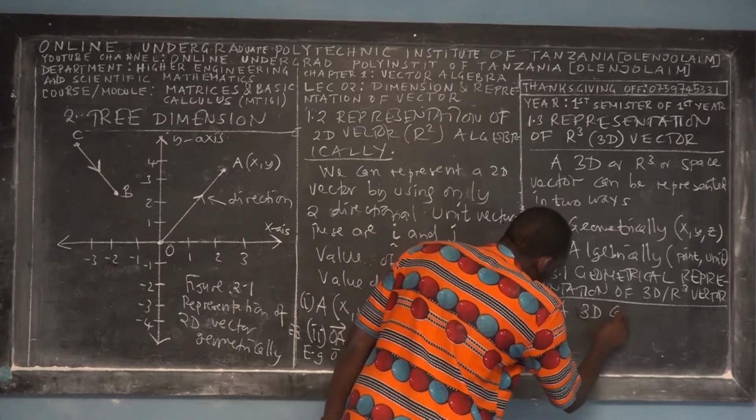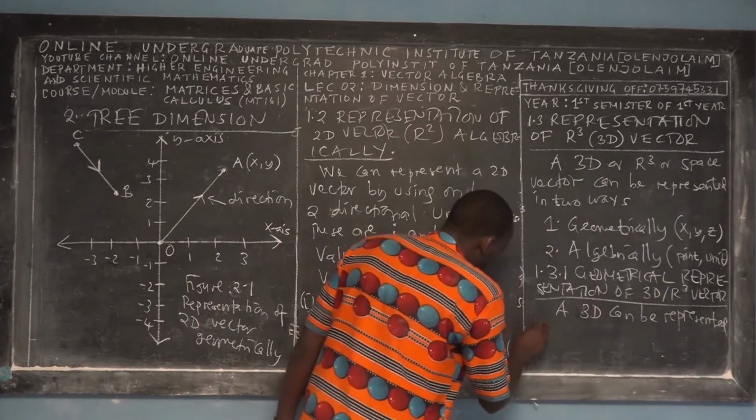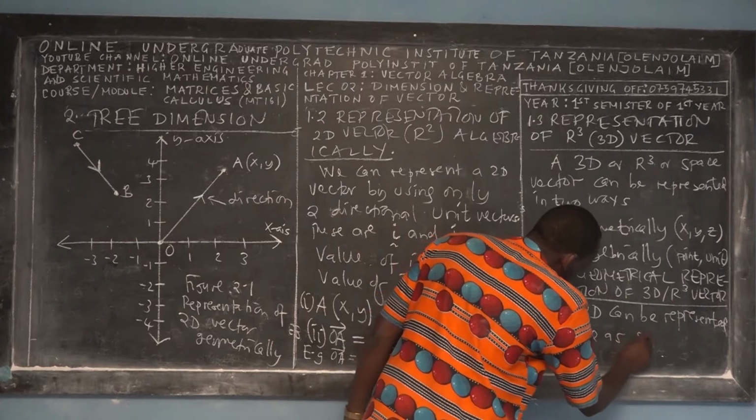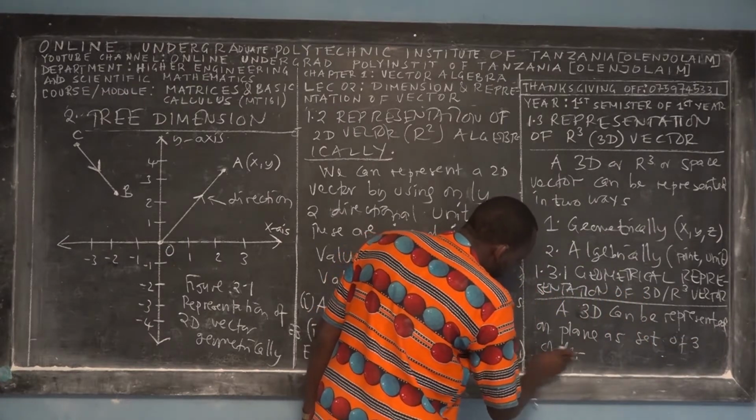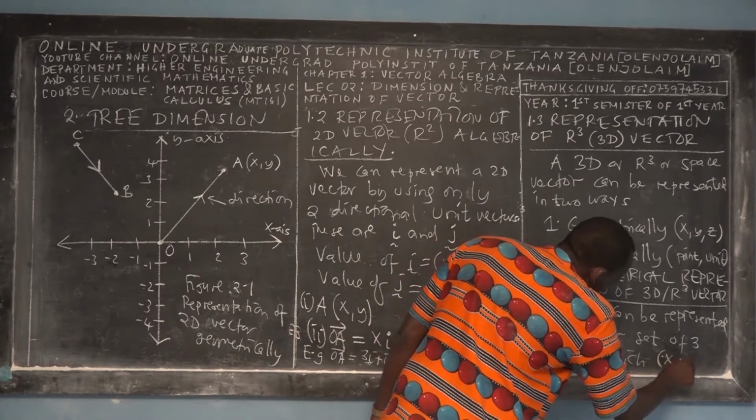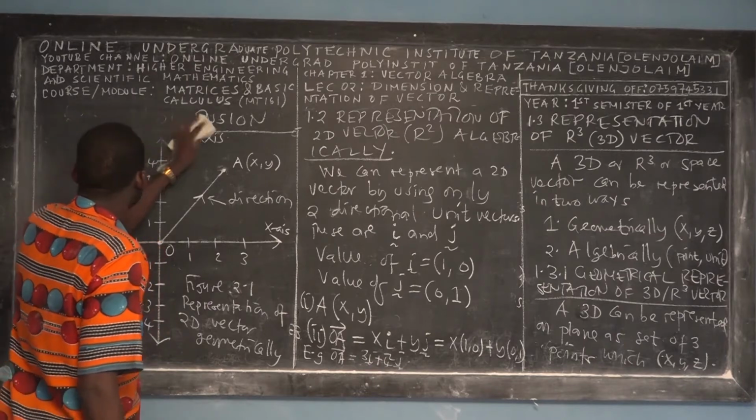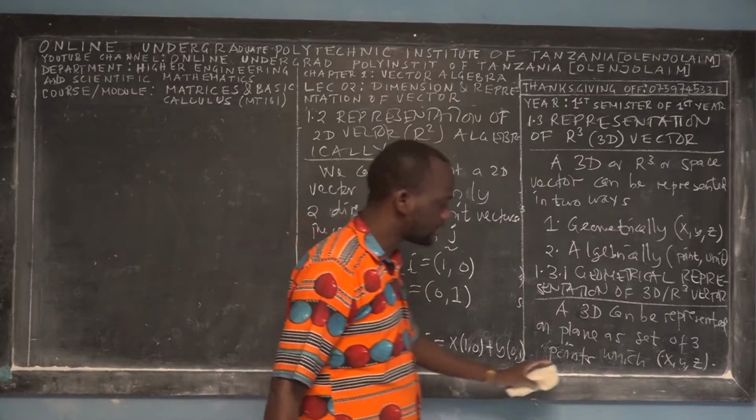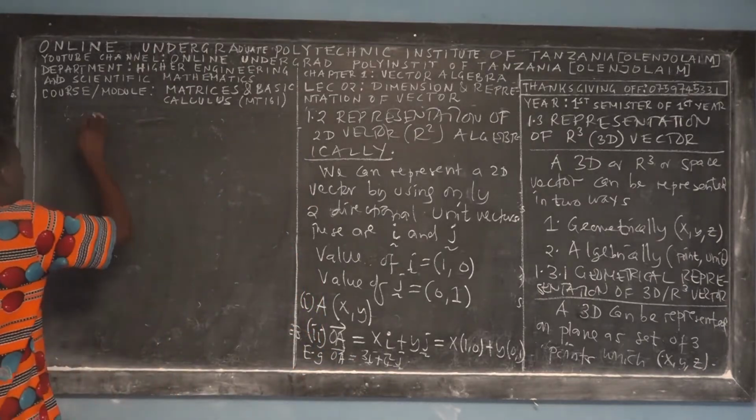We say that a 3D vector can be represented on the plane as a set of 3 points, the 3 points which are x, y, and z. So you can represent a 3-dimensional vector in 3 axes once we know the coordinates of x, coordinates of y, and coordinates of z. Remember that, even before I draw these 3-dimensional vectors.